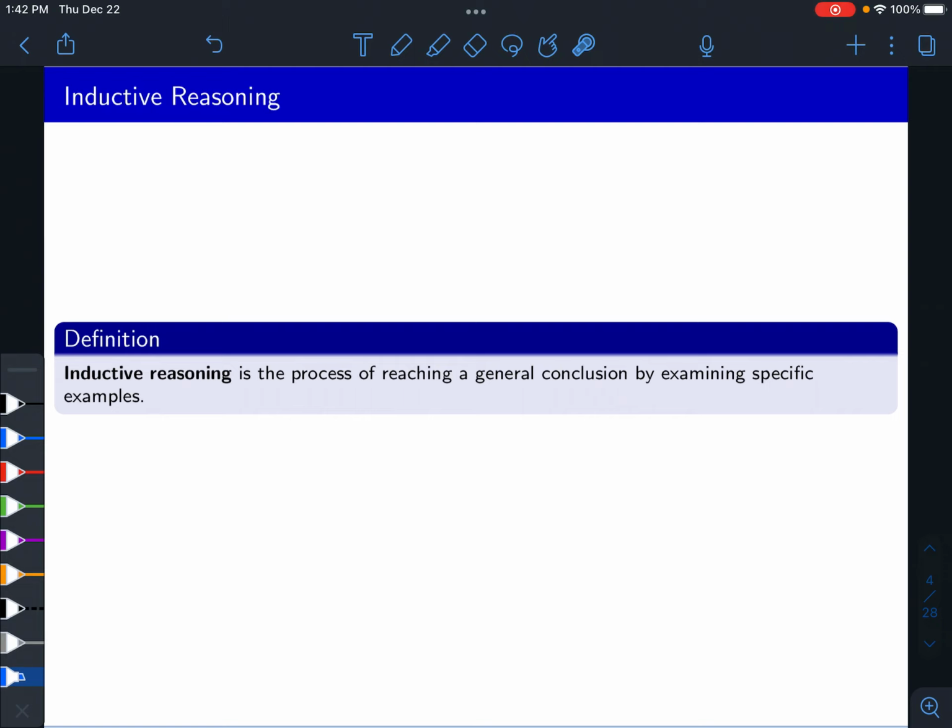So in the first list, we examined the specific examples of what numbers are in the list. We found a pattern that was possibly a consequence of those examples. And then we concluded that that pattern is most likely going to continue, and made a conclusion from that.